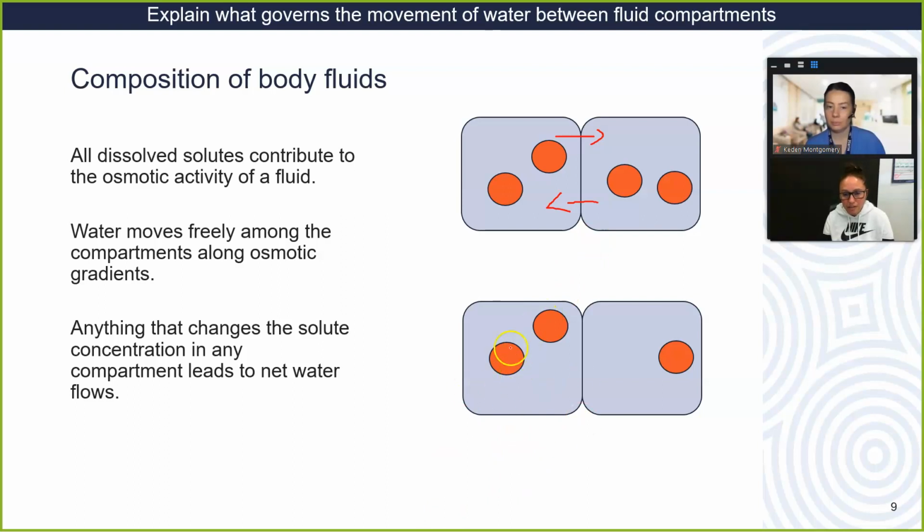Let's have a look at this scenario. Here I have 1, 2 solutes, and here I have 1 solute. So what's going to happen here? Water is going to go from an area of high concentration to low concentration. So this is high concentration of water, and this is low concentration of water. And then water's going to go bang into there, right? So what I want you to understand and get your head around is that solutes can't move, water moves, and the water movement is driven by the solute concentration. That's the point.